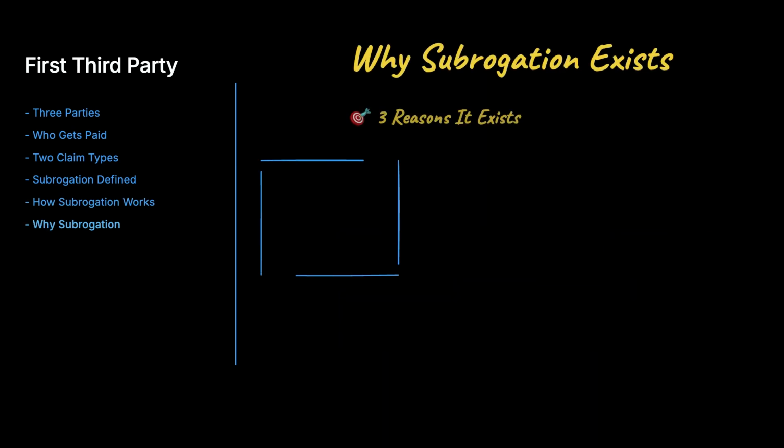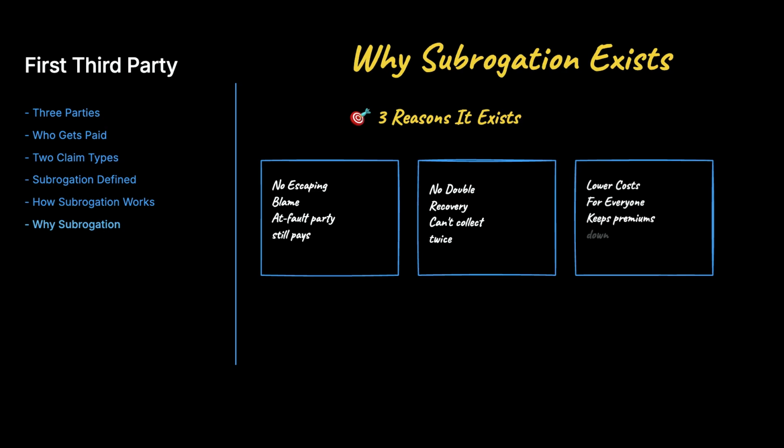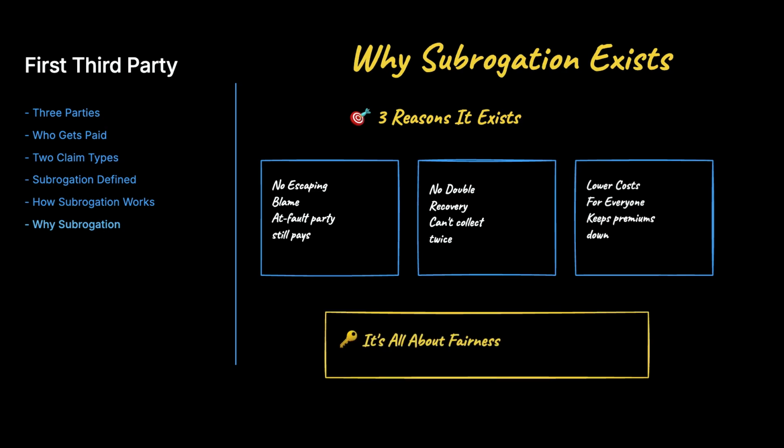So why does subrogation exist? Three reasons. It stops the at-fault party from escaping responsibility just because their victim happened to carry insurance. It prevents the insured from double recovery, collecting twice for one loss. And it holds down claim costs for everyone, quietly keeping premiums lower. Notice the fairness running throughout.